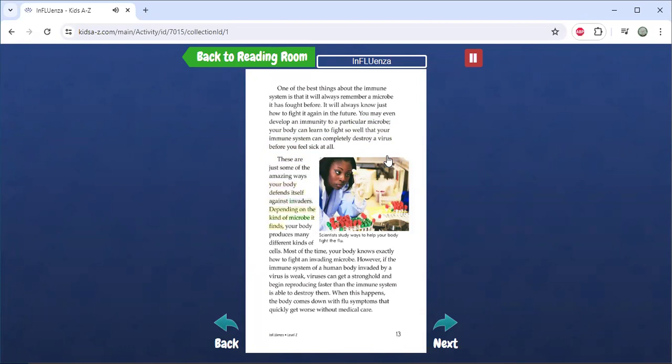Depending on the kind of microbe it finds, your body produces many different kinds of cells. Most of the time, your body knows exactly how to fight an invading microbe. However, if the immune system of a human body invaded by a virus is weak, viruses can get a stronghold and begin reproducing faster than the immune system is able to destroy them. When this happens, the body comes down with flu symptoms that quickly get worse without medical care.